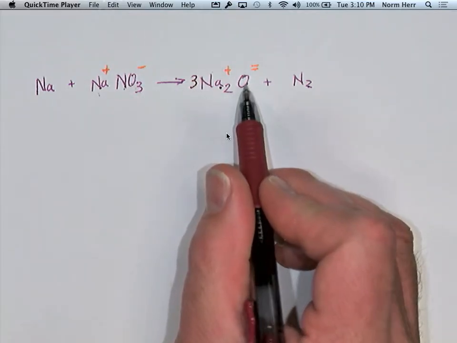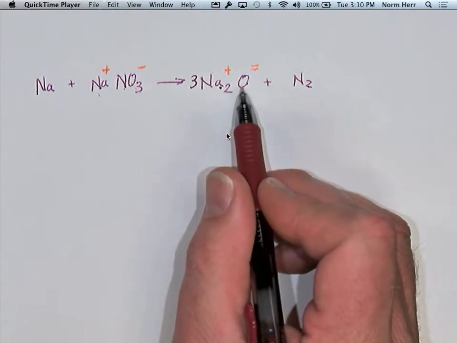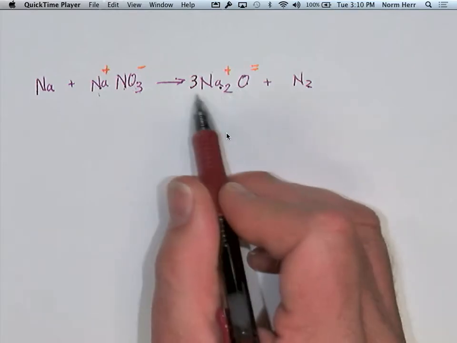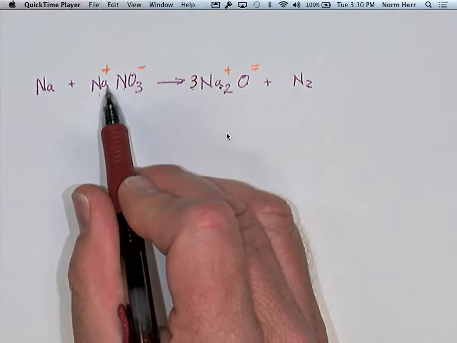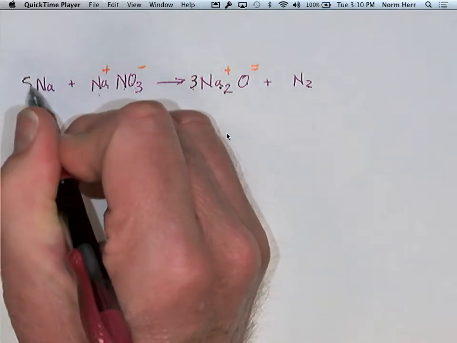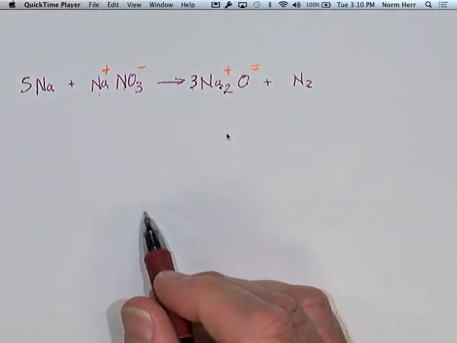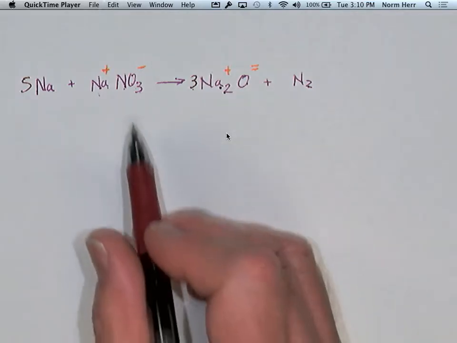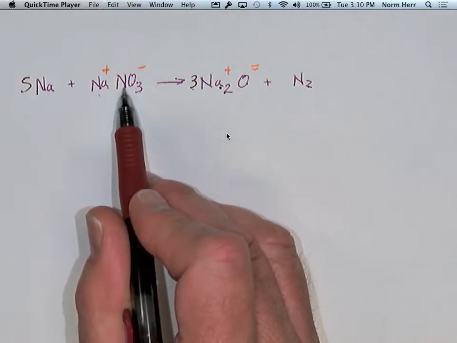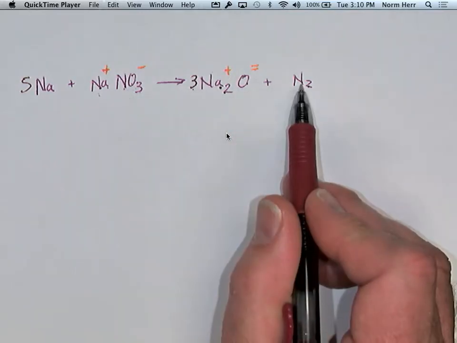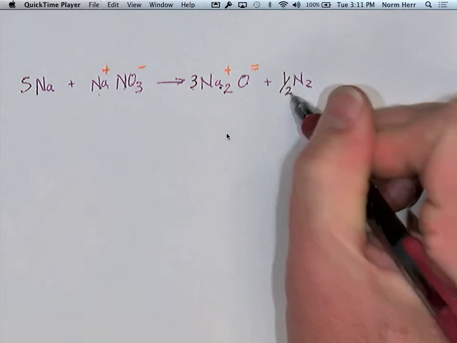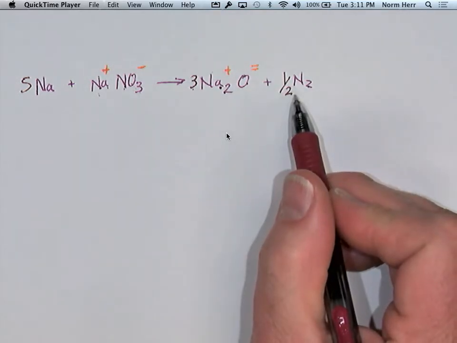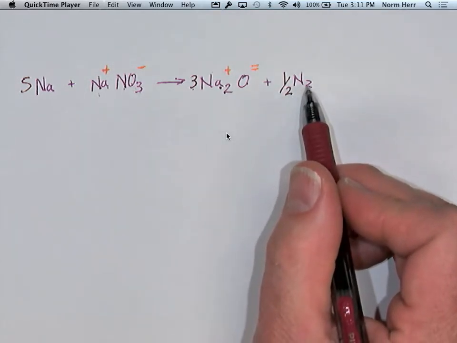Now what that does is fix the relationship of sodium, because there's 3 times 2 or 6 sodiums on this side, whereas on this side we have only 1 here, which means we have to put 5 out here. Now the only thing which remains to be balanced is the nitrogens. There's 1 nitrogen on this side and 2 on this side, and here we're going to apply a fraction 1/2. We can do this because we're talking about moles, not individual molecules.